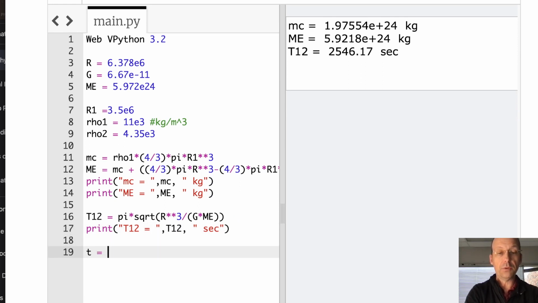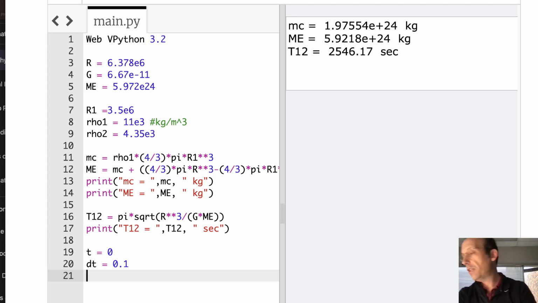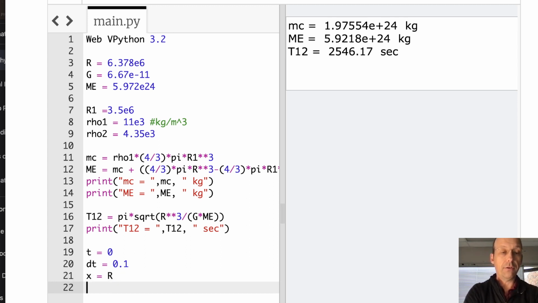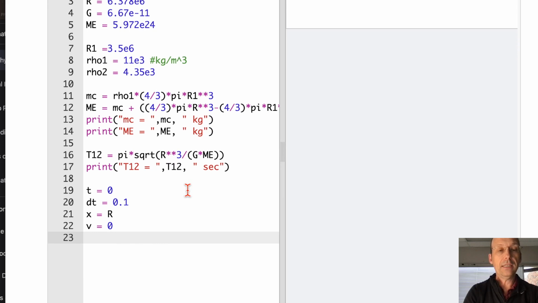So let's say t equals 0, dt equals 0.01. Now I put 0.1. We can change that later if we want to. Do I need the mass? No, I don't need the mass of the object. We're big enough for that. I do need my initial x, which is going to be equal to the radius of the Earth. My initial x velocity, I'll just call it v, is 0. I'm starting from rest. And I think that's it.